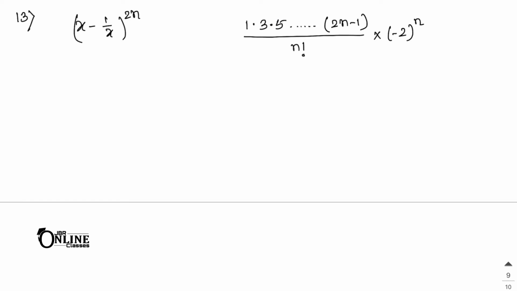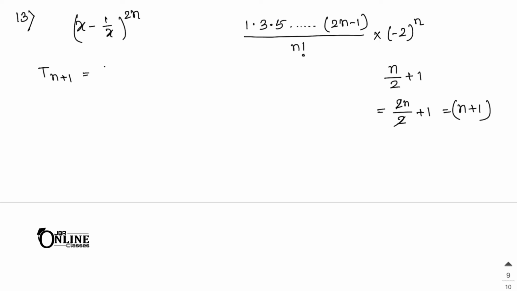Okay, whole to the power 2n, not 2 to the power 2n, it's whole to the power 2n. And you have to prove that this one is the middle term. As here the power is 2n, 2n means an even number. So when it's an even number, then the middle term will be, you know the formula, n by 2 plus 1. That means here in place of 2n by 2 plus 1, it will be n plus 1. Okay, so that means Tn plus 1 will be the middle term.